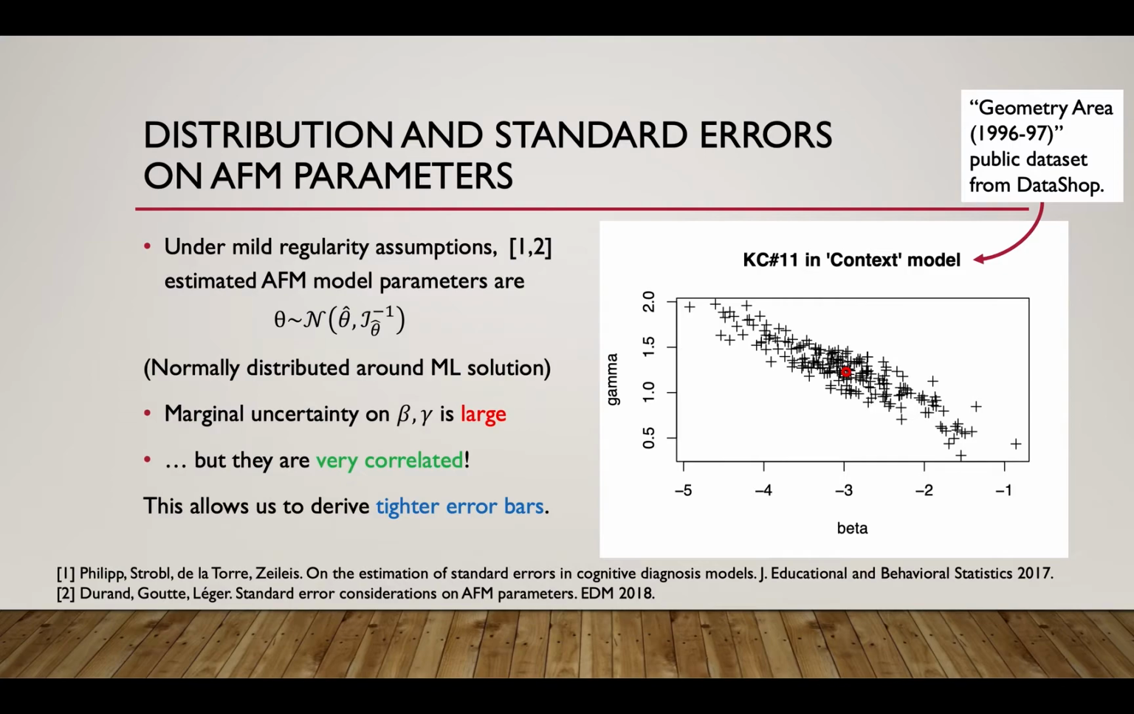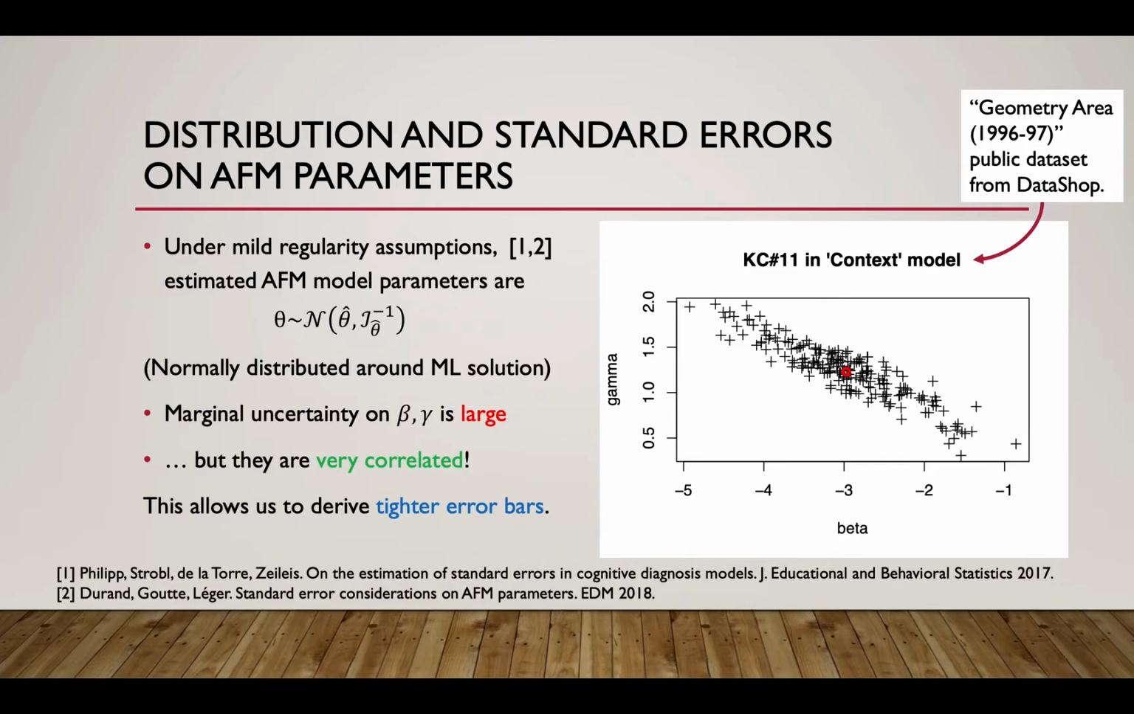As AFM is a statistical model estimated from data using a kind of maximum likelihood method, statistics tell us that under mild regularity assumptions, the estimated parameters are asymptotically normally distributed around the true parameters, with a covariance given by the inverse of the Fisher information matrix for the model. Given the model, we can compute the Fisher information matrix at the estimated parameters and derive the covariance between those parameters.